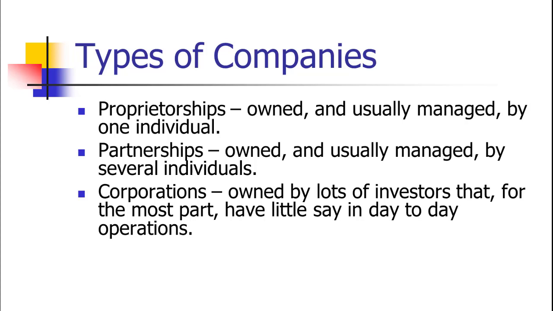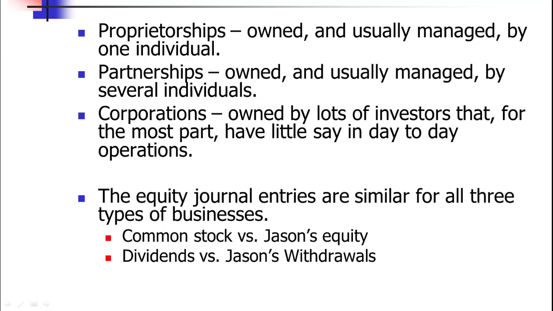Now, the good news is everything we've talked about up to this point, everything, is the same for partnerships, proprietorships, and corporations. We treat the assets the same, we treat the liabilities the same, all of the accounting cycle works the same. The only difference is here at the end in the way we keep track of the equity of the company. We change what the journal entries look like. So instead of having a common stock account, I would have a Jason's equity account, or a John's equity account, or a Carrie's equity account. One equity account for each owner.